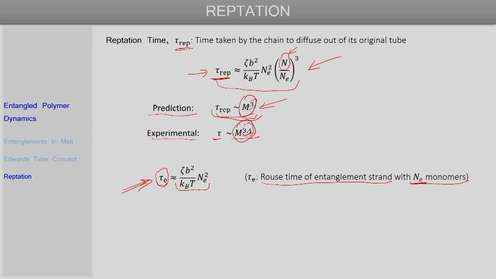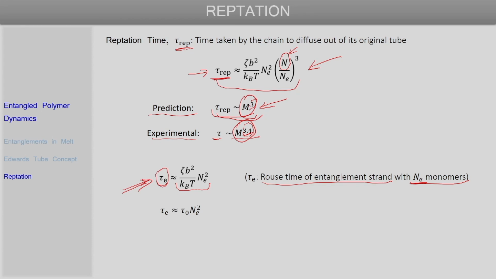This tau e can be thought of as a characteristic time beyond which a polymer becomes aware of the presence of other constraining polymer chains in its neighborhood. If we are observing the polymer chain motion at a time scale below tau e, the Rouse time for the entanglement strand, then the polymer chain will not be aware of the constraints around it. But if we are making observations at a time scale larger than tau e, then of course the effect of entanglements will be present. From the previous lecture, we can write tau e as tau naught times Ne squared, where tau naught is the Kuhn monomer relaxation time.